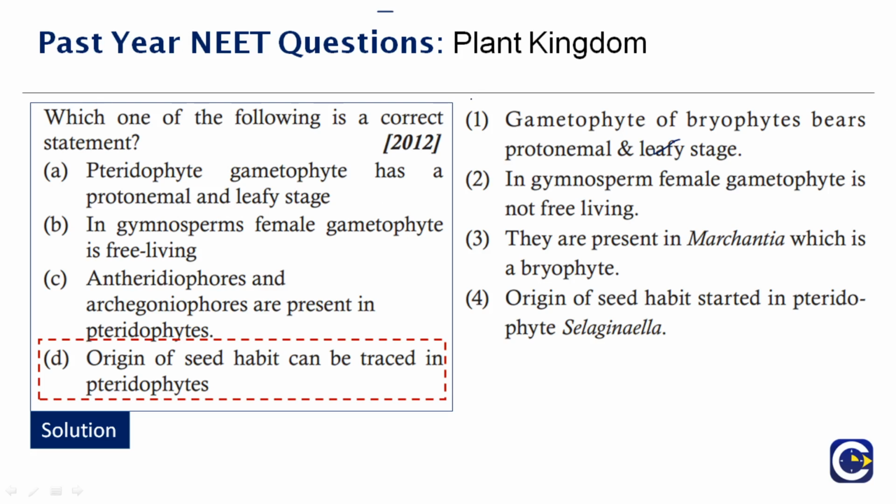And option C, it is present, but it is not present in the pteridophytes, it is present in bryophytes. Origin of the seed habit, of course, can be traced in pteridophytes. For example, we saw Salvinia and Selaginella. Therefore, the correct answer to this question is option D.